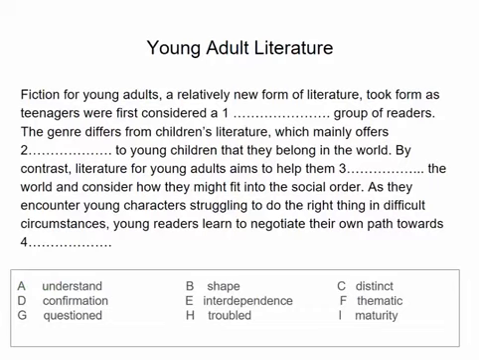Okay, and the last one then, the last sentence in the summary: as they encounter young characters struggling to do the right thing in difficult circumstances, young readers learn to negotiate their own path towards. Okay, some tough words there. To negotiate. Negotiate means something very similar to the idea of navigate or to steer something, right? To go in the right direction as you're trying to do something. So to negotiate a path means to sort of find your way in the right direction in life, right? You can imagine this is difficult for teenagers to do in some cases.